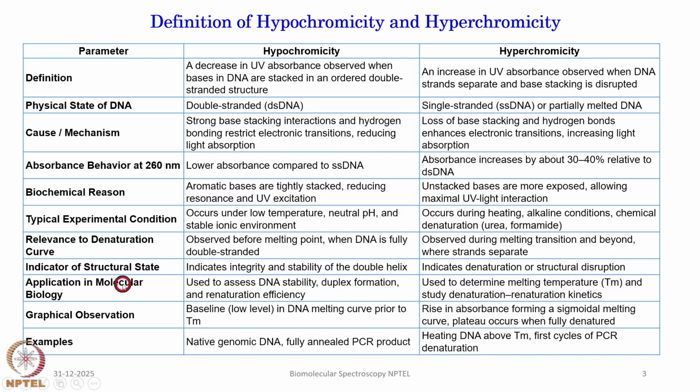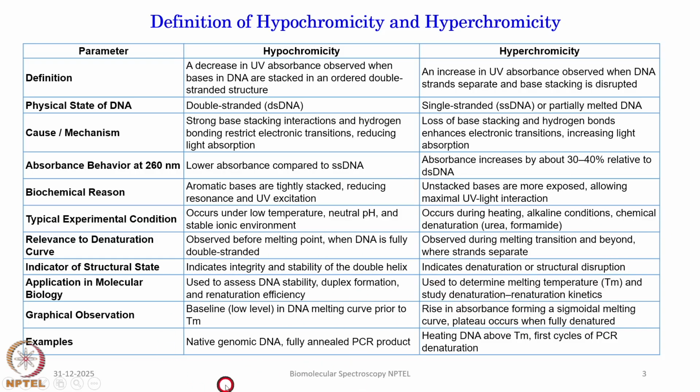Now, this indicates the stability, and this indicates the instability of DNA, and we can use this hypochromicity for duplex formation or renaturation, and if it is unstacking, the high absorbance will tell you that it is single stranded. So one can use it in denaturation, renaturation studies.